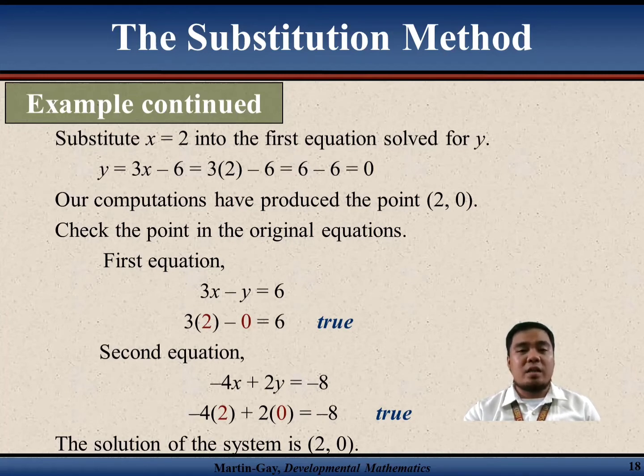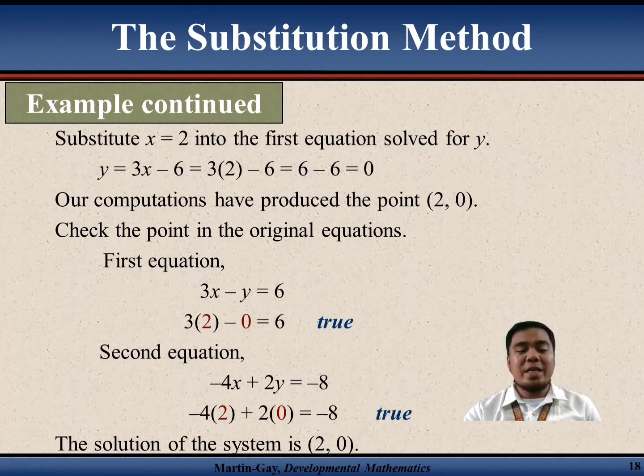How will I check that this is true? Of course, I will substitute this into the two equations, to see if this ordered pair will satisfy the equations. So I substitute into 3x minus y is equal to 6, and the other one is 3 times 2 minus 0. So that is 6 is equal to 6.